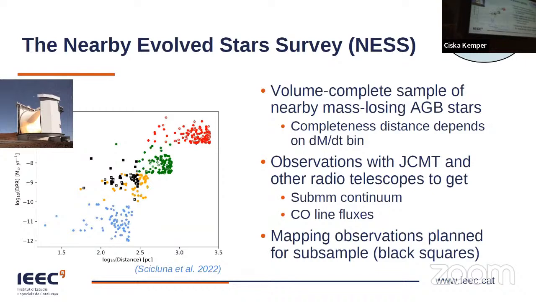And then we did observations with the JCMT, predominantly more than 1,000 hours, actually more of the order of 1,400 hours, and it is still ongoing, in fact. And other radio telescopes to get submillimeter continuum measurements and CO line fluxes. And we also have mapping observations for a subsample, and those are the ones here in the black squares.